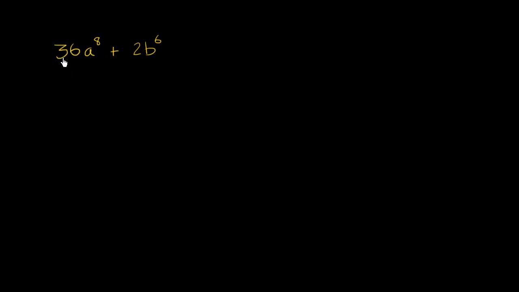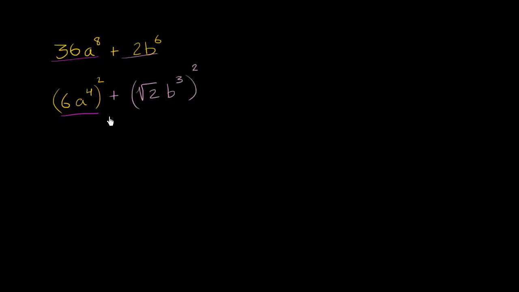So we can rewrite 36 as 6 squared, and a to the 8th is the same thing as a to the 4th squared. And so let me actually just write it this way. We could rewrite it as 6a to the 4th squared. That's this first term right over here. And then the second term, let me just write it as a square, plus square root of 2b to the 3rd power squared.